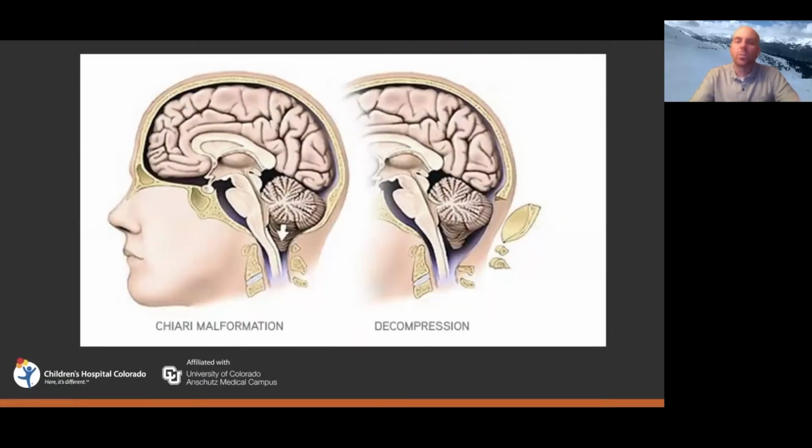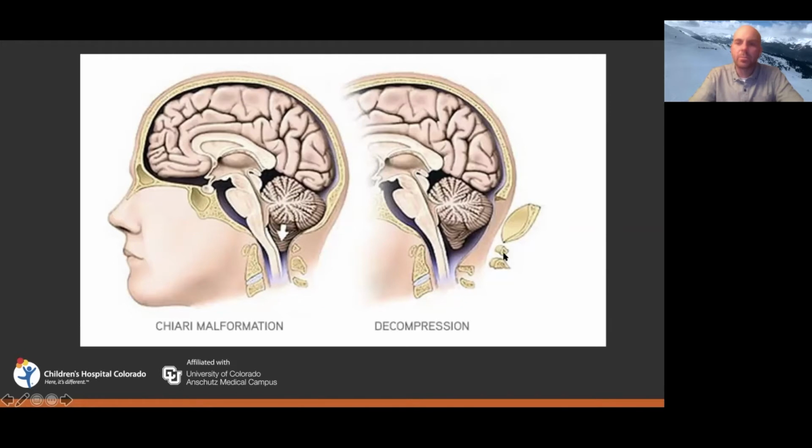So this is just the real basic schematic of what we're trying to do with a posterior fossa decompression. And I think the bone work on this is a little aggressive, but it gets the point across, which is you've got compression that's really happening here at the craniovertebral junction. You can see the tonsils herniating down into the cervical subarachnoid space, compressing the brainstem to some extent. So this is where you're trying to create space.